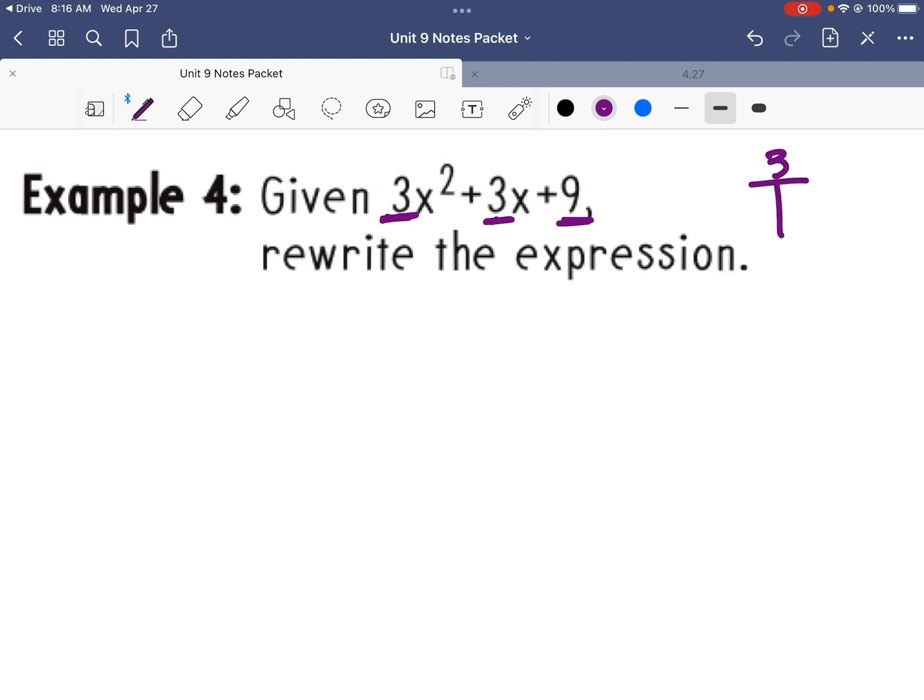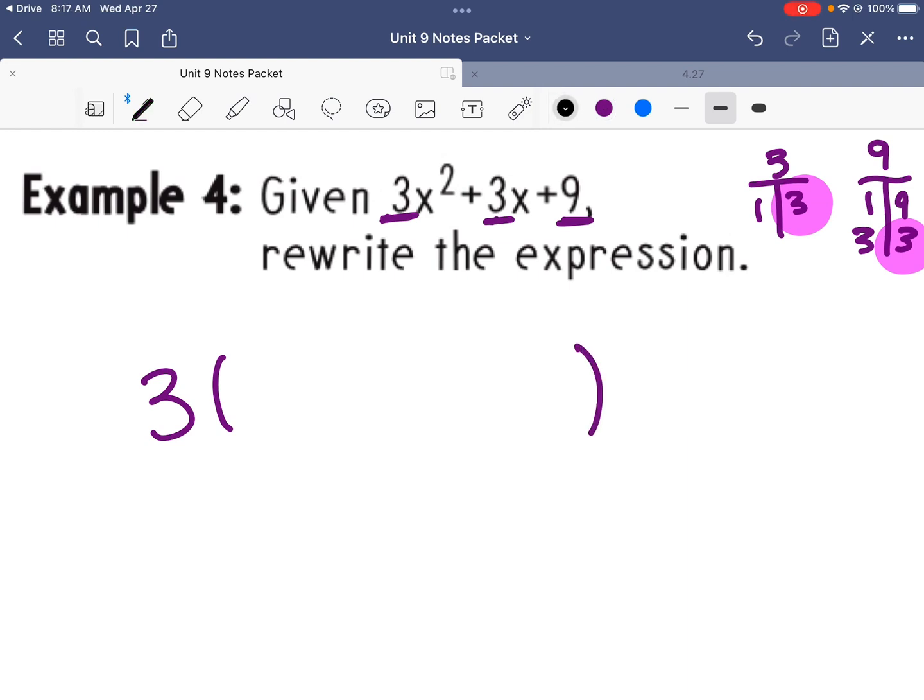So 3 factors are 1 and 3. 9 factors are 1 and 9, or 3 and 3. The biggest one that they have in common is that 3. So that's what we're going to take out. Okay, so we're going to take our 3 out. Now, we had 3x squared plus 3x plus 9. So we're going to go ahead and divide each term by 3.